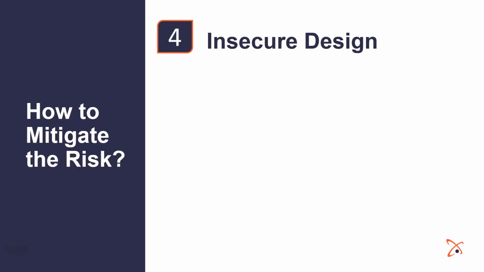Item 4 on the list is insecure design. There's a difference between insecure design and insecure implementation. A secure design can still have implementation defects, leading to vulnerabilities that may be exploited. An insecure design cannot be fixed by a perfect implementation, as by definition, needed security controls were never created to defend against specific attacks.